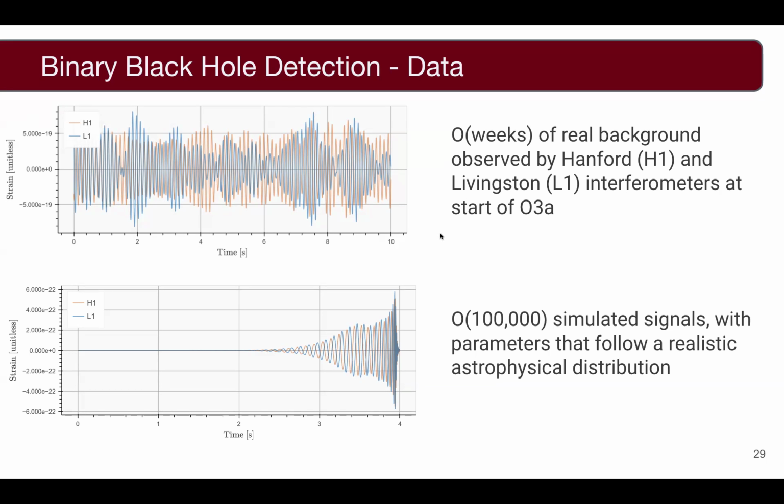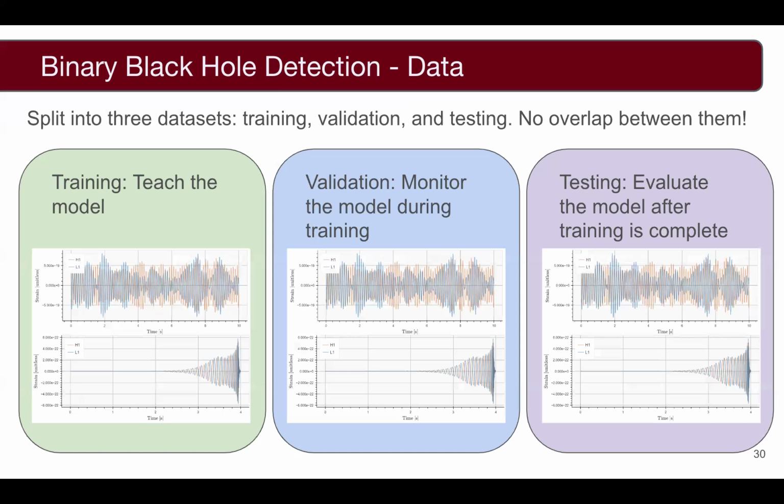And we also simulate on the order of 100,000 signals with parameters that are typical for what we would actually expect to be out there in space. We split this data up into three different data sets: training, validation, and testing. The training data set is used to teach the model what's background and what is signal. The validation data set is used to monitor the model during training.